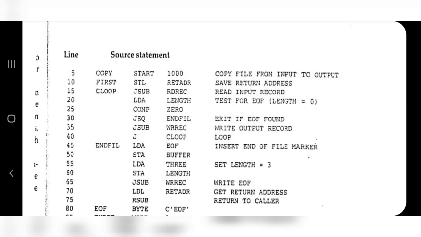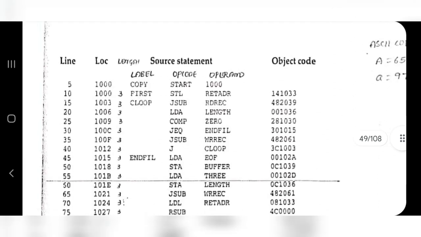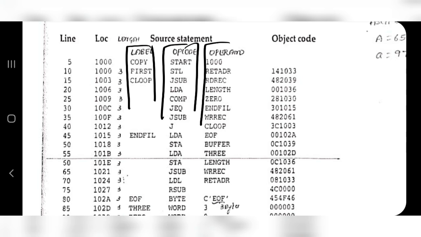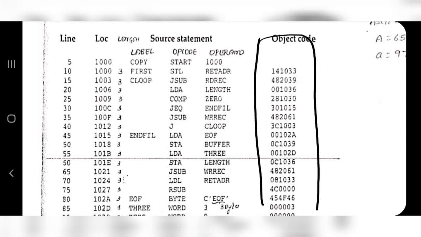Okay, after you have been given these things, your first task is to make it like this. Write label on top of this one, opcode on top of this one, operand on top of this one. These three things you have to write first. After writing these three things, another thing you have to write is, instead of comments, an object code part here, to write the object codes for each of the lines.